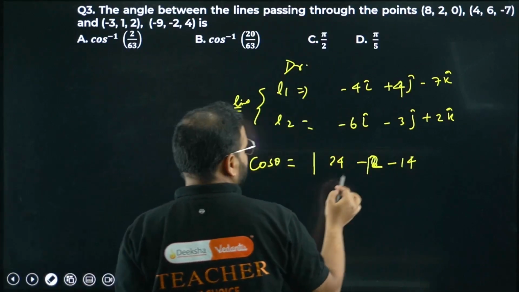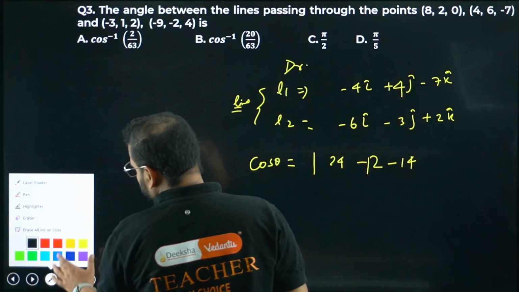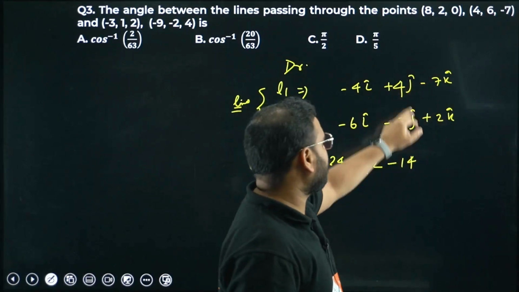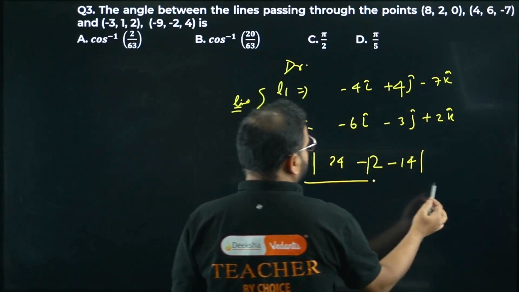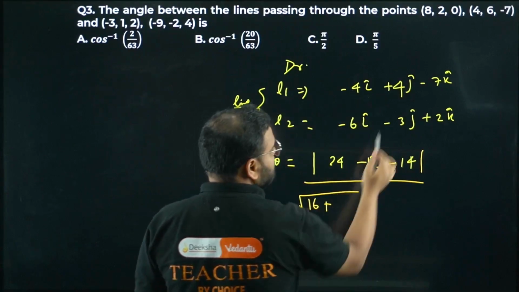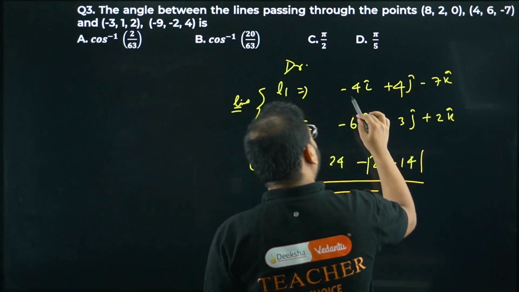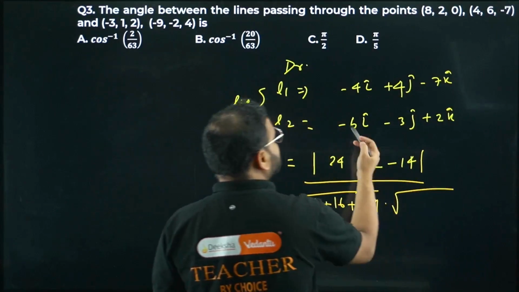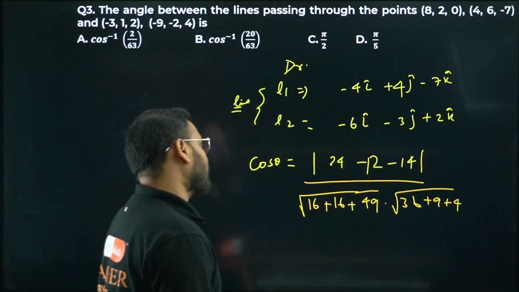I made a mistake in calculation. I'm going to change that. Have a look. I took 6 minus 2 as 2 actually, but it will be 4, so it will be 4 j cap. Multiply 4 into 3 will be minus 12. 7 into 2 will be 14 with a negative sign, divided by the modulus of the two vectors we have: 16 plus 16 plus 49. 4 square is 16, again 16, and 7 square is 49. Multiply this with 6 square is 36 plus 9 plus 4.